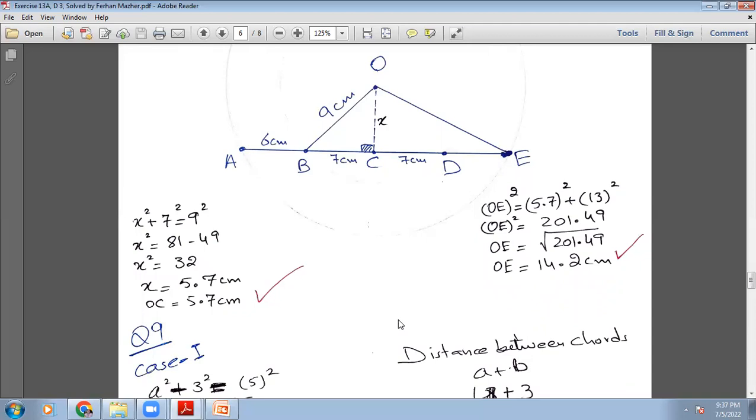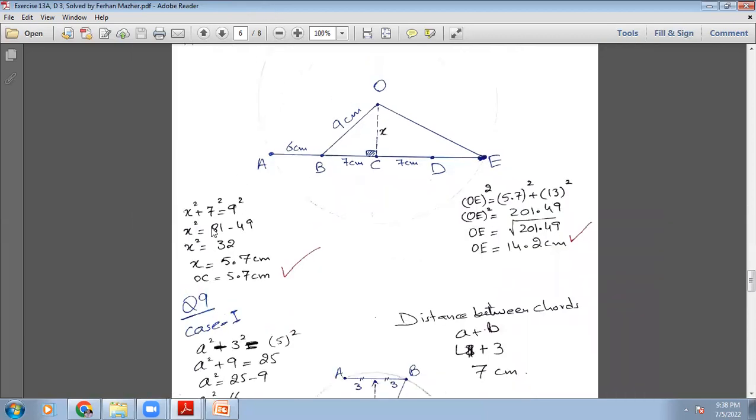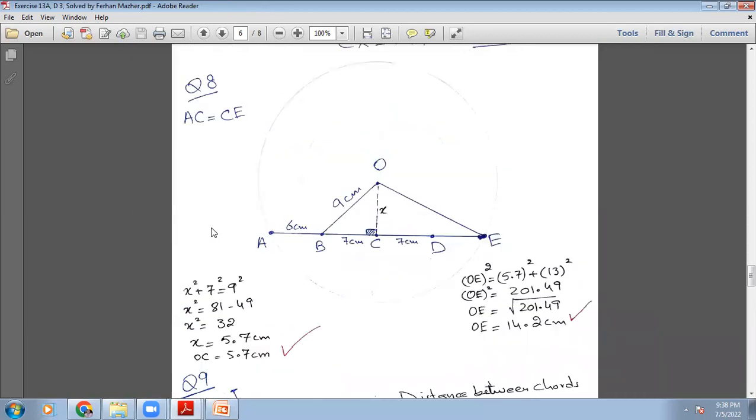Hypotenuse square is equals to perpendicular square plus base square. So OE will be equals to, just do it in the calculator. You will have OE square will be equals to 201.49. Take the square root of the 201.49 and you will get 14.2 centimeter. So this is how you will do the question number 8 of this exercise. The whole question 8 is showing up on your screen. You can pause the video and you can take time and have a look at this question.